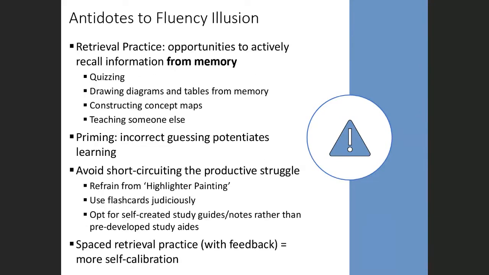All right, so what are some antidotes that we need to be aware of as educators that can help combat this fluency illusion? So one of the first brain science concepts is retrieval practice. It's this opportunity to actively recall information. And what's key here is from memory. So the first step is to get students to buy into this. And then the second step is to help them understand it's got to be from memory. Things like quizzing that they do, or drawing diagrams and tables from memory, constructing concept maps, or teaching someone else.